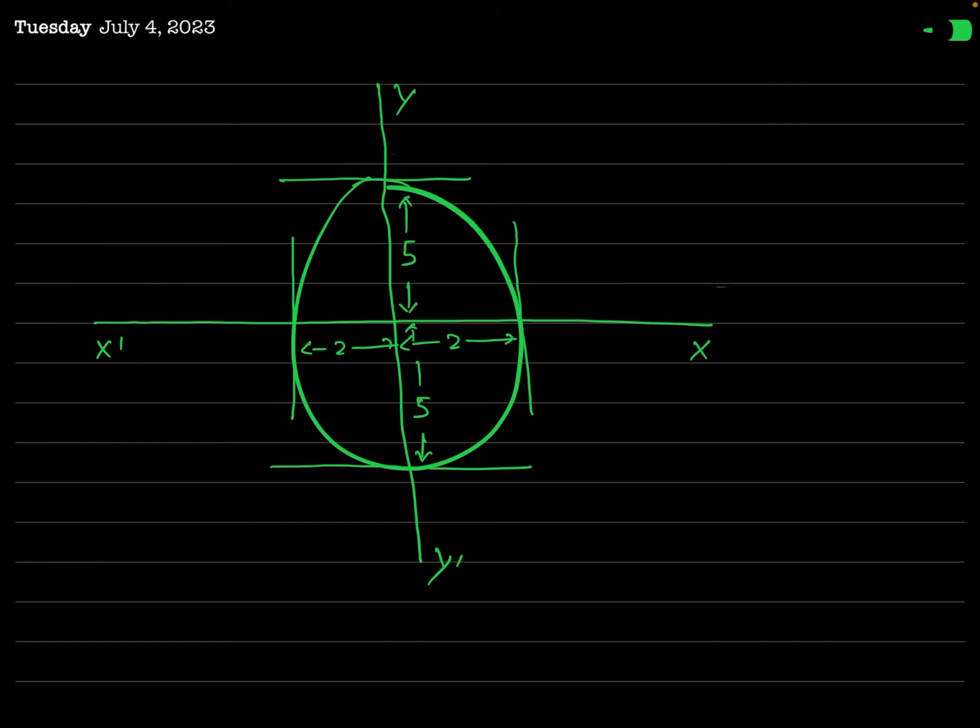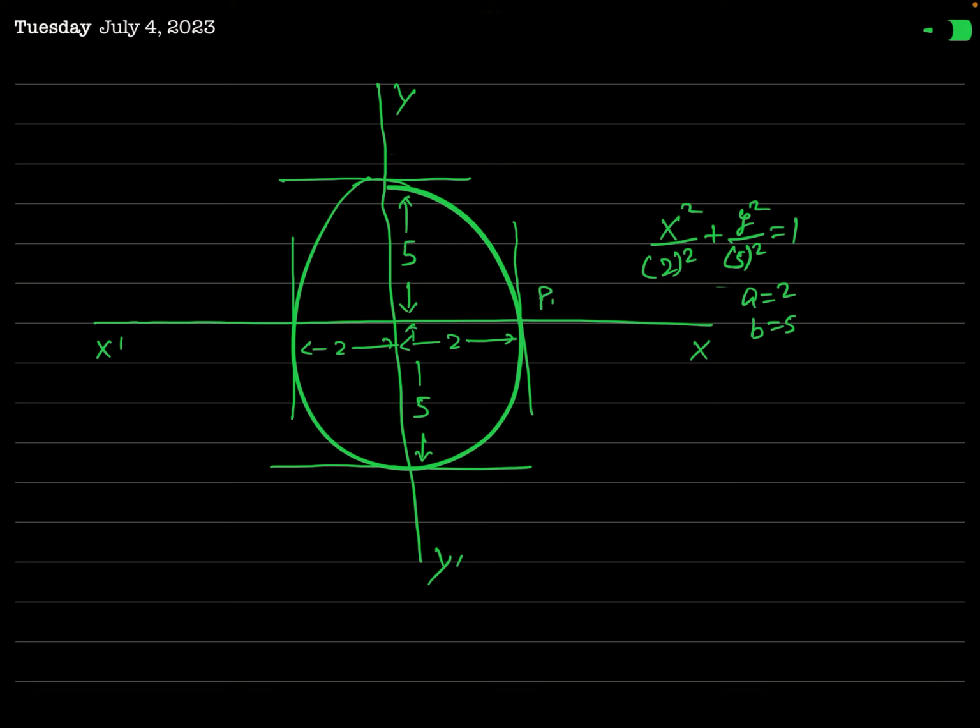Let us see. I have shown the figure of this ellipse whose equation is given in your problem. The equation is x square by 4, and 4 can be written as 2 square, plus y square by 25, which can be written as 5 square, equal to 1. When you compare with the standard equation of an ellipse, you can see that a is equal to 2 and b is equal to 5.